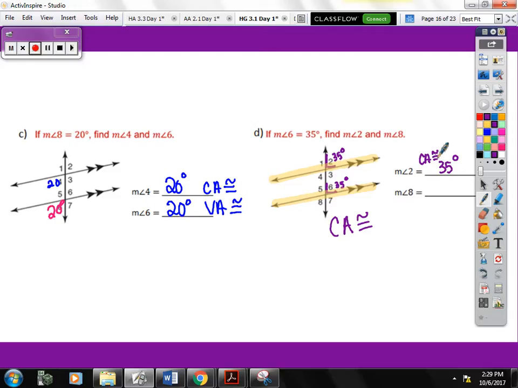And then the measure of angle 8, there's two ways we can find that. We can either look here and notice we have vertical angles. We know vertical angles are congruent. Or we also could have done alternate exterior to angle 2. But this one should be 35 degrees, either by verticals or alternate exterior angles.